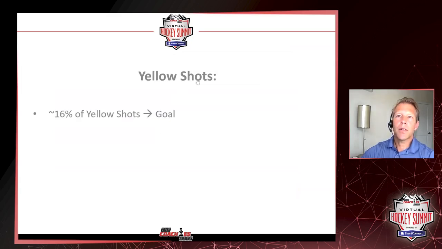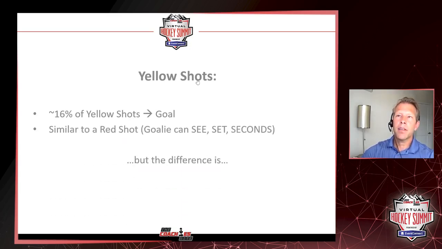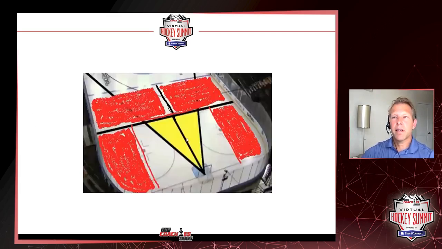So then we go to yellow shots, and they say 16% of yellow shots become a goal. So instead of needing 30 shots to score, you need maybe 5 or 6. A yellow shot is very similar to a red shot, which means that the goalie can see it, they're set in the stance, and it's been on your stick for over half a second. However, the difference is that you're inside this yellow area.